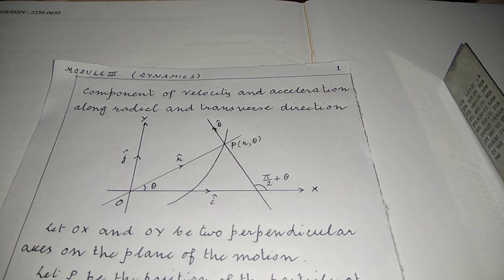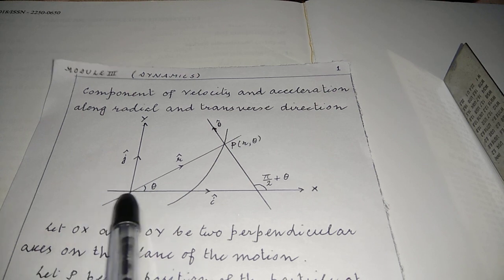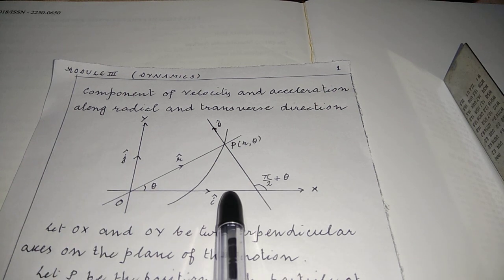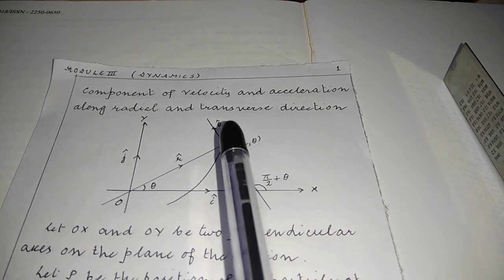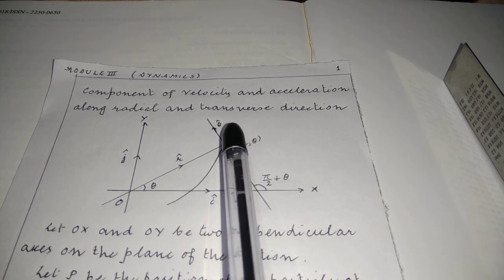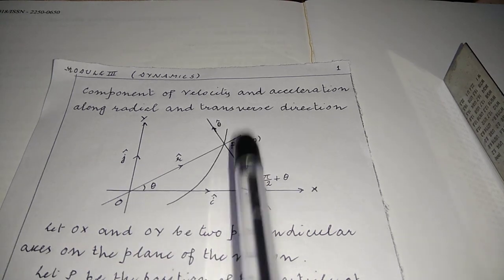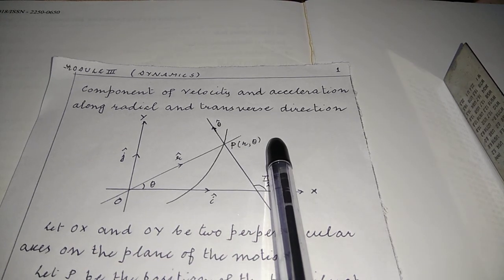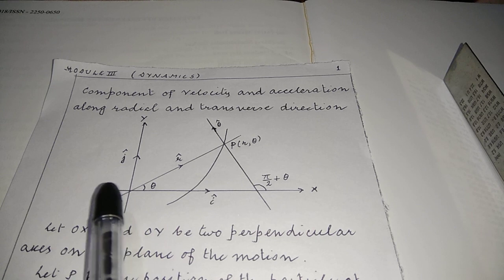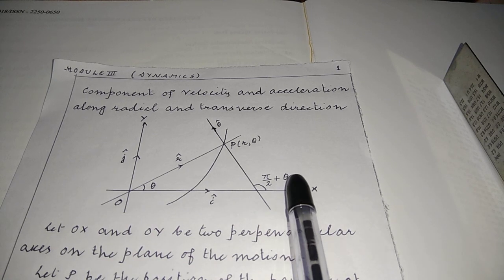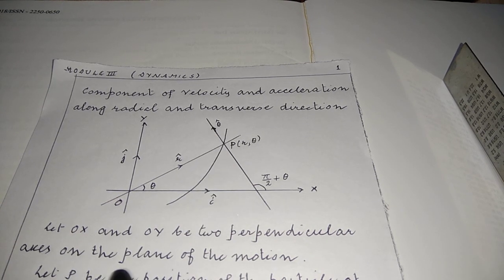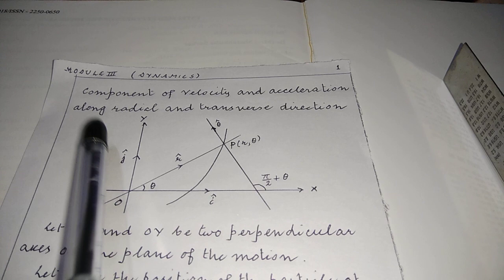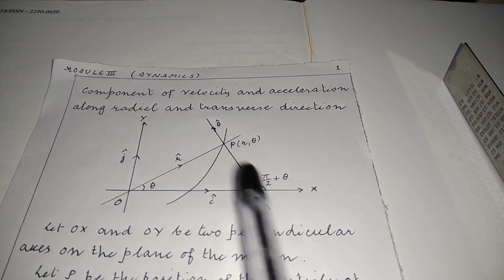Just look at the figure. Let OX and OY be two perpendicular axes on the plane of the motion, and P is the position of the particle at time t with polar coordinates r and theta. We refer to O as the pole and OX is the initial line. We have considered i cap, j cap, r cap and theta cap as the unit vectors along OX, then OY, then OP, and perpendicular to OP.